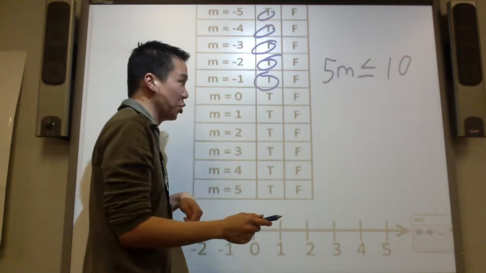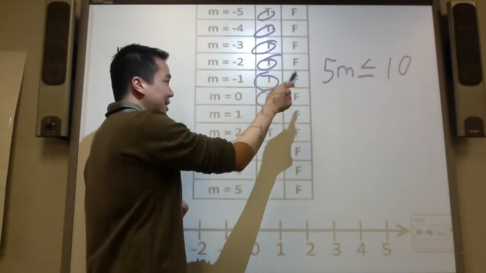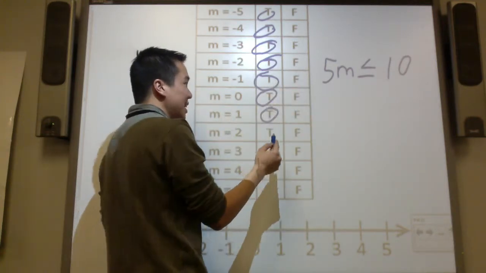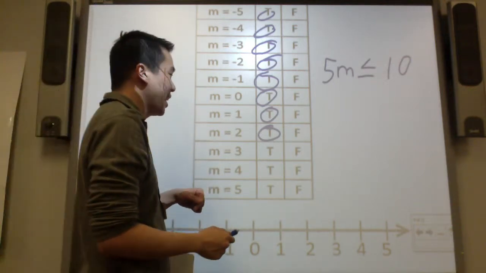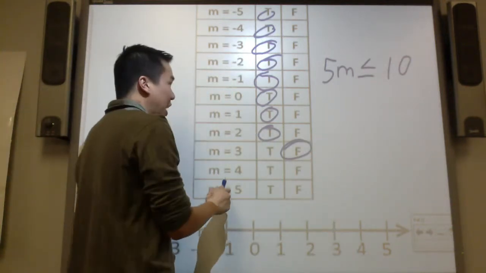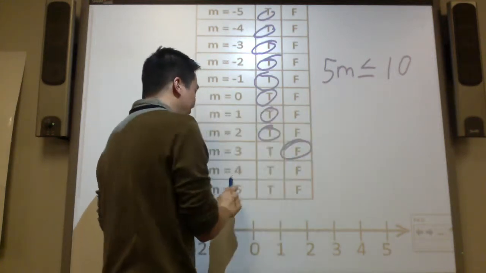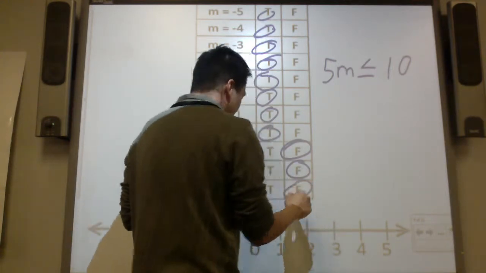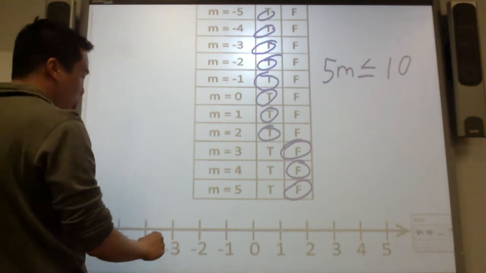5 groups of 0 is 0, that's less than or equal to 10. 5 groups of 1 is less than or equal to 10. 5 groups of 2 is 10, which is less than or equal to 10. Now, 5 groups of 3 is 15. That is not less than or equal to 10. 5 groups of 4 is 20. Remember, I'm substituting the m with the 4. 5 groups of 4 is 20. That is not. So which numbers do I circle? From negative 5 all the way to 2.